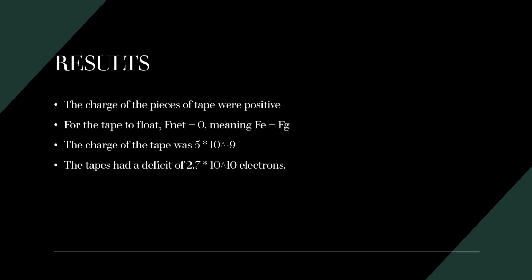For the tape to float, the net force had to equal 0, meaning the electric force on tape B equal to the force of gravity acting on tape B. So you set those two equations together, that's how you find Q, which is the charge of the tape. And after doing that, the charge of the tape was actually found to be 5 times 10 to the negative 9 coulombs, and the tapes had a deficit of 2.7 times 10 to the 10 electrons, which is a lot of electrons.